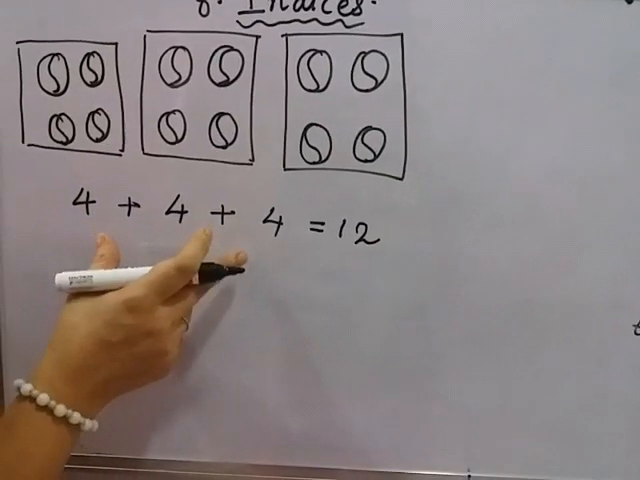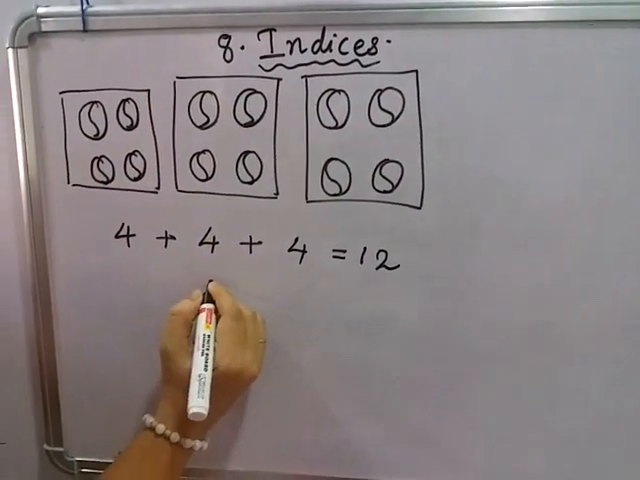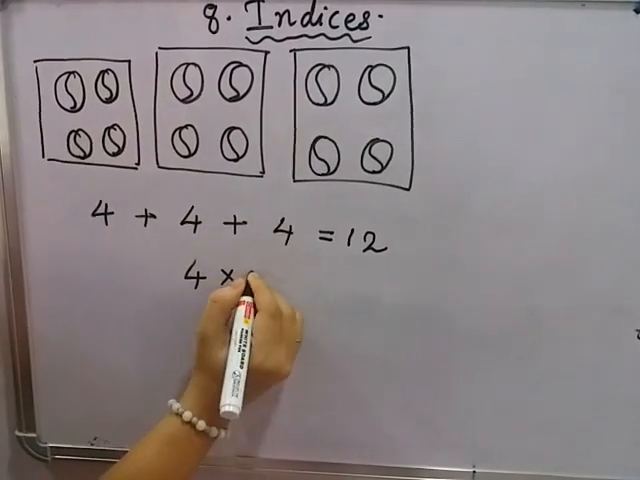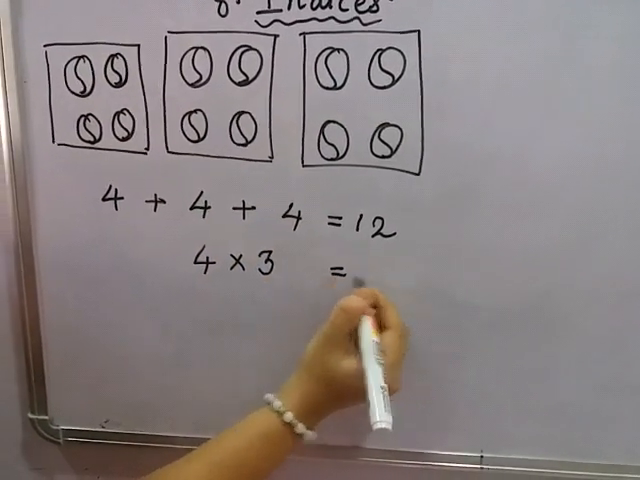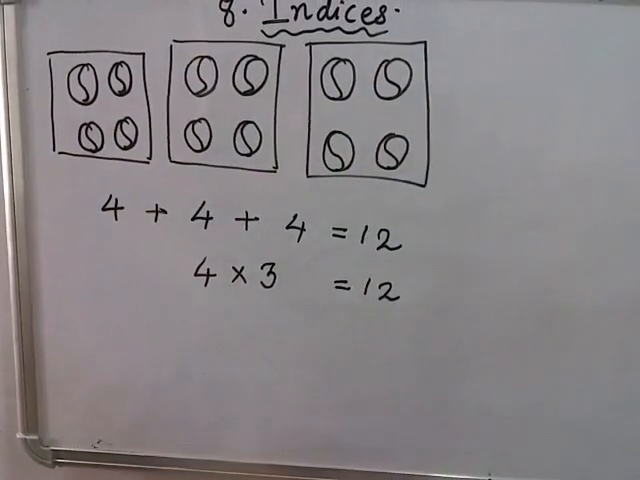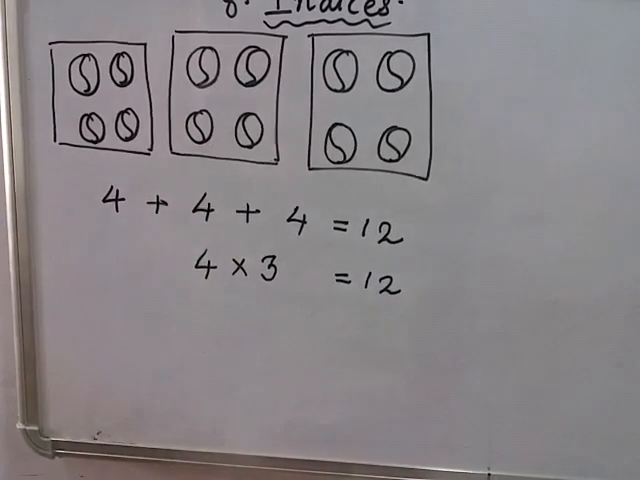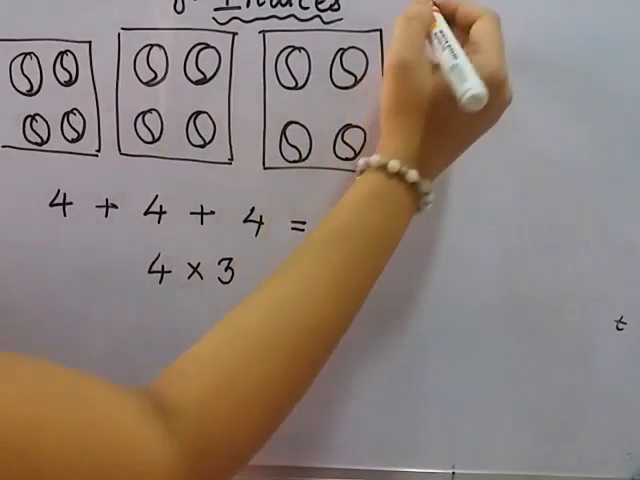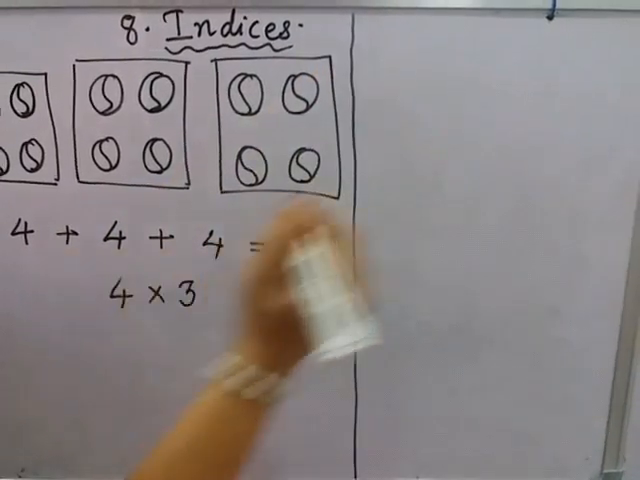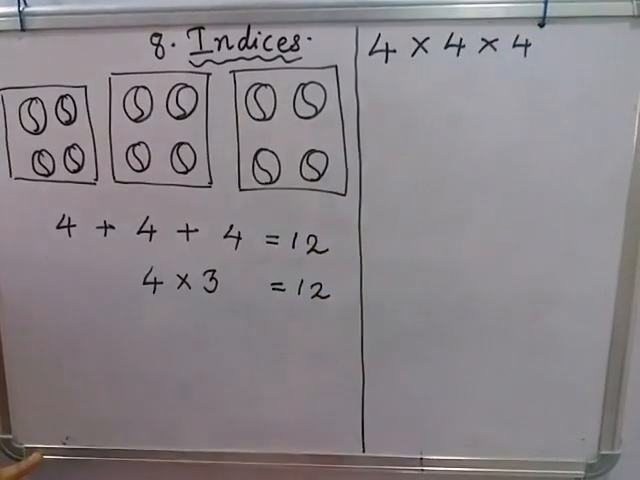What is that method? That bunch of 4 balls I am giving to 3 children. How many children? 3 children. How many balls am I giving to each child? 4. So 4 I will multiply by 3. So what is the answer I will get? 12. Okay, so in this lesson, indices, we are going to learn that instead of this plus sign in between, if we take the multiplication sign, suppose I take the same example. So here instead of addition, I will multiply the number 4 into 4 into 4.